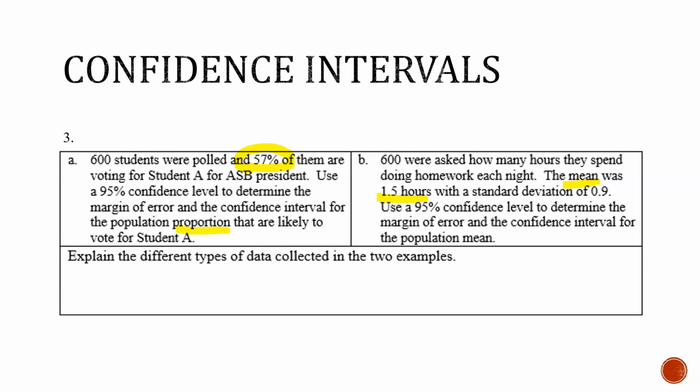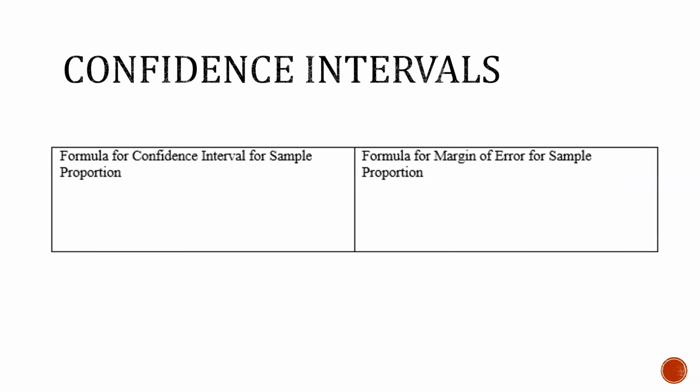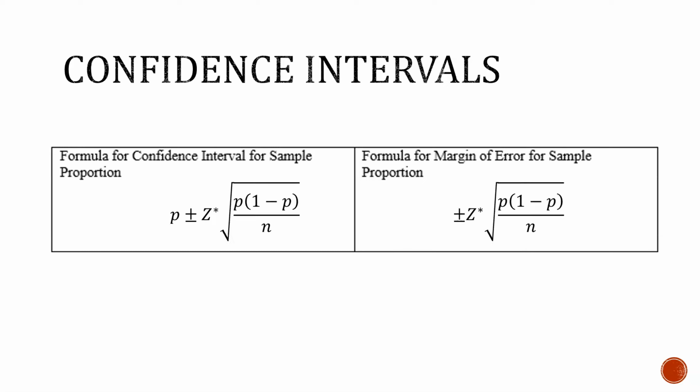So what are the two different ways that we collected data in these examples? Well, for example A, just focusing on what is highlighted here, the data that we were collecting was a proportion or a percentage, whereas in example B, that's similar to the previous examples we have been doing, where we find a sample mean, or the data that's collected is from a mean of values. Of course, we're still able to come up with a confidence interval for a sample proportion. We would just have a different formula than for a sample mean.